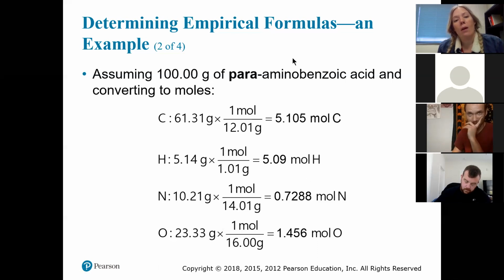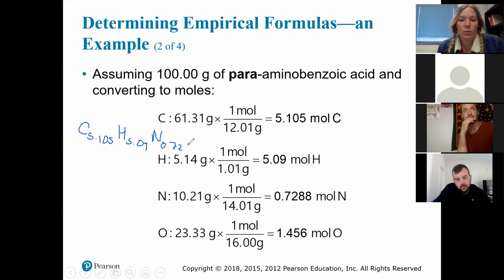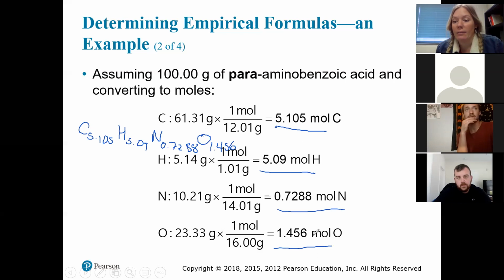Sometimes people will write out what's called a skeletal chemical formula. So they'll take carbon and put the subscript of 5.105, hydrogen with a subscript of 5.09, nitrogen with the subscript of 0.7288, and oxygen with the subscript of 1.456. Because this ratio, it's a correct ratio, but why don't we like it? We don't like it because it's not in whole numbers. We can't have 1.456 atoms. So we need to get this into whole numbers.